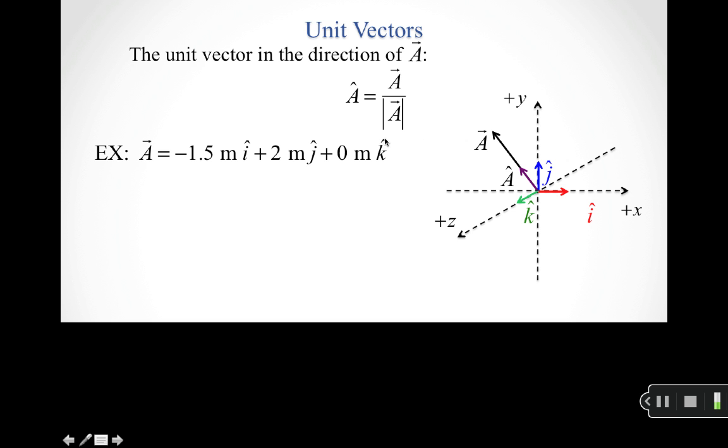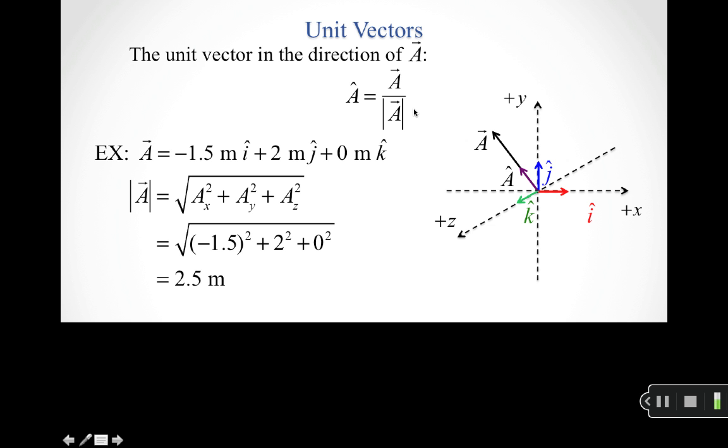Now obviously, if I want to calculate what A hat is, the first thing to do is get the magnitude of vector A. To calculate the magnitude of a vector, I'm going to Pythagorize. Pythagorizing in 3 dimensions means I want the square root of the x component squared plus the y component squared plus the z component squared. Using my x component of negative 1.5, y component of 2, z component of 0, I plug all that in, and I get the magnitude of vector A is 2.5 meters.